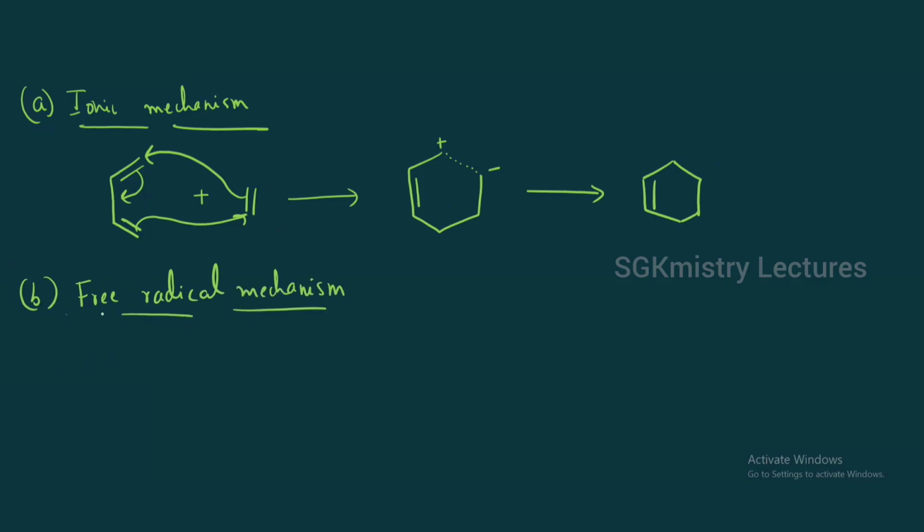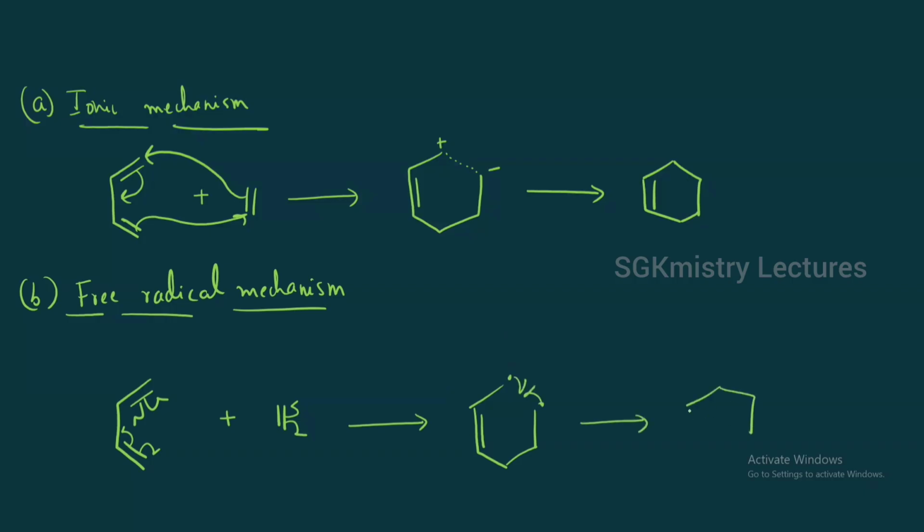Free radical mechanism. Again, I take the conjugated diene and the dienophile. Here this can shift, this can shift, and the double bond can shift by the free radical mechanism, that is, by homolytic cleavage. Now you get this structure. Here there will be a free radical, and here there will be a free radical. Because of this, a bond is formed here. So you finally get the cyclohexene, right? So this is with respect to the two mechanisms, the ionic mechanism as well as the free radical mechanism.